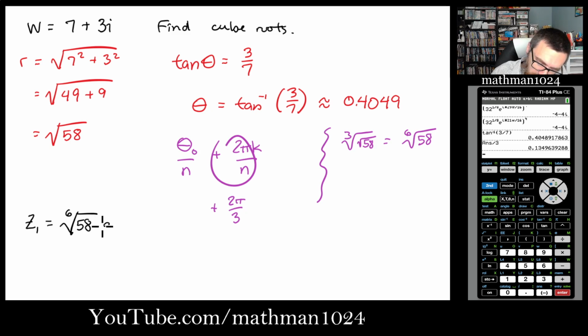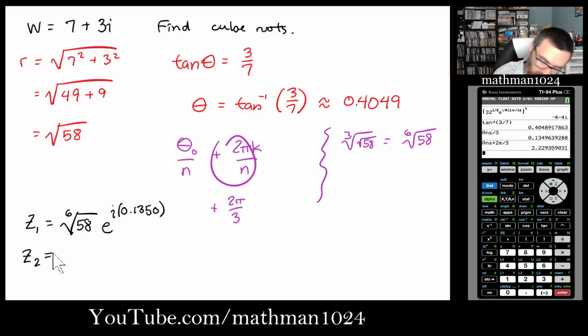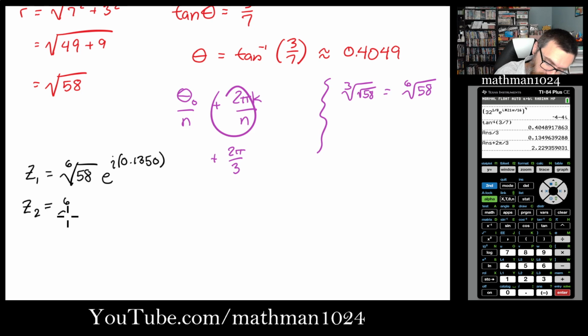And let's do times e to the i. Now, my theta, the first one is going to be what we see here, 0.1350. And then to this, we want to add 2 pi over 3. And that's going to get us the next complex cube root. Still with the same value in front, the 6th root of 58, e to the i, what do we have now? 2.2294.